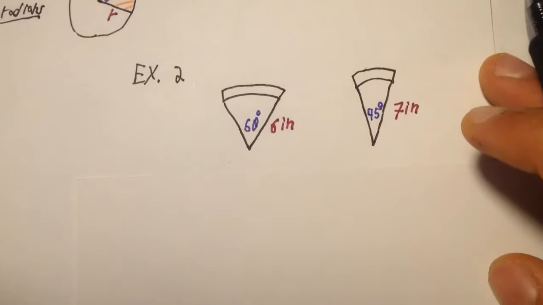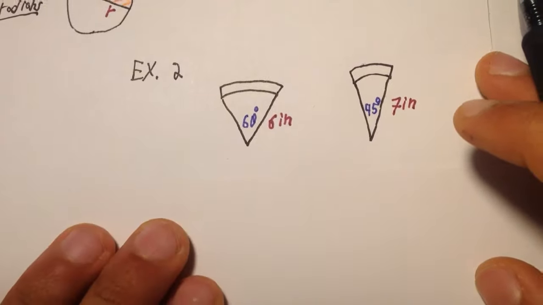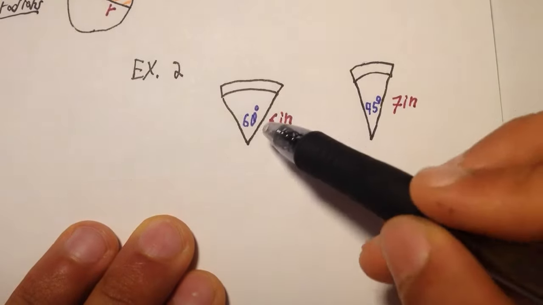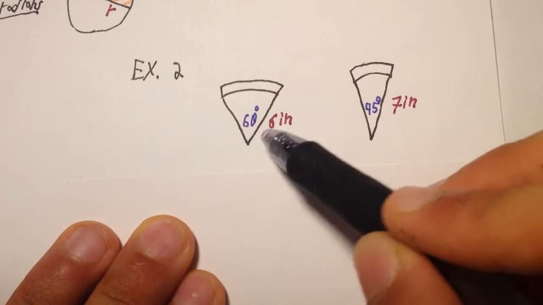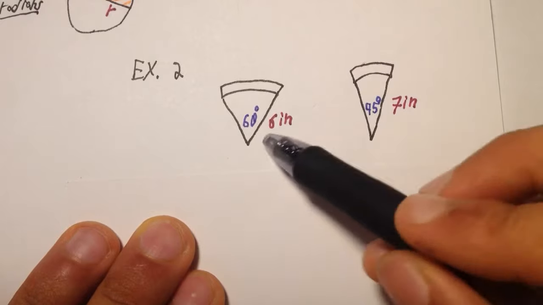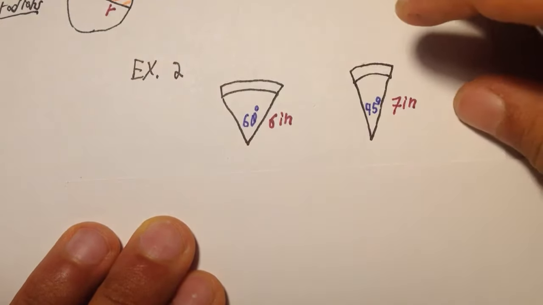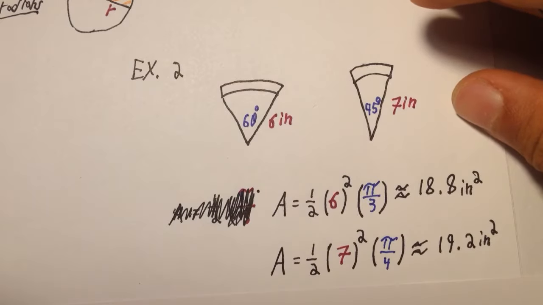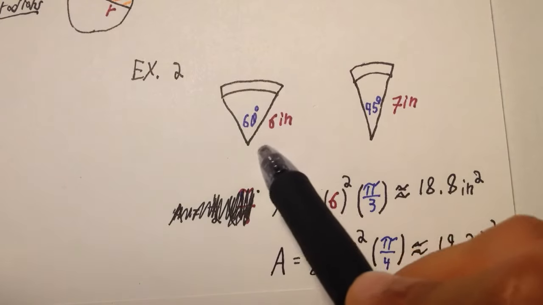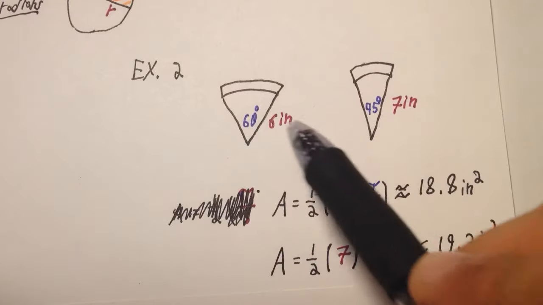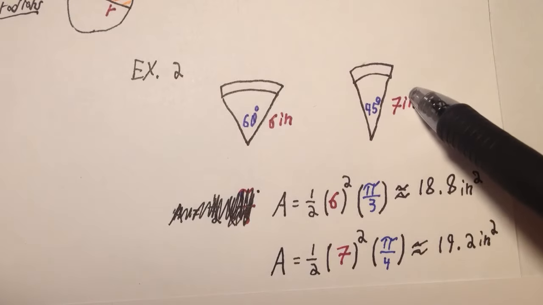Let's say I give you the option of having 2 pizzas. One that's very wide but short, and the other one that's very long but thin. Which pizza is going to have the most of it? Well, again, using my formulas, I simply input the data here. The length or radius of this pizza is 6 inches, whereas this one is 7 inches.